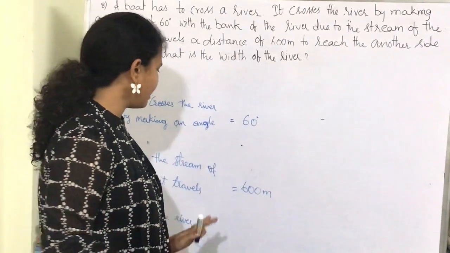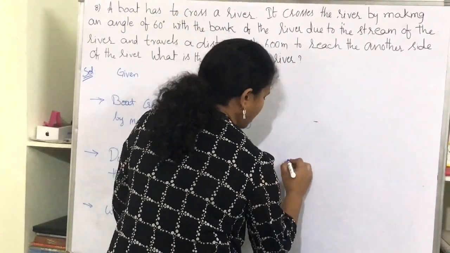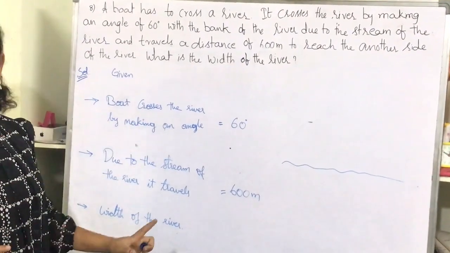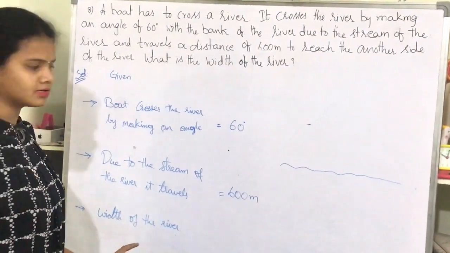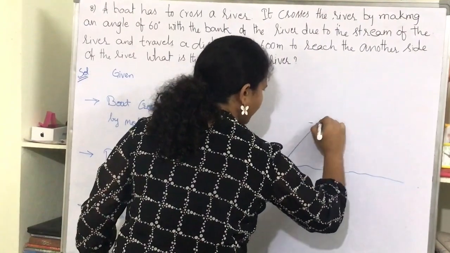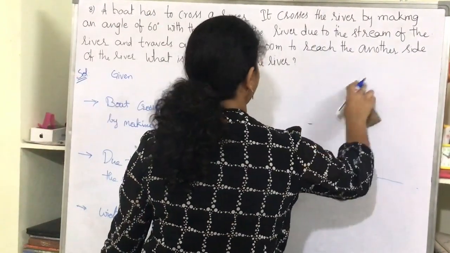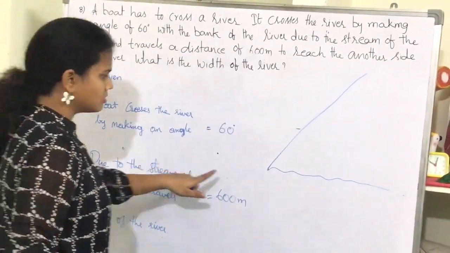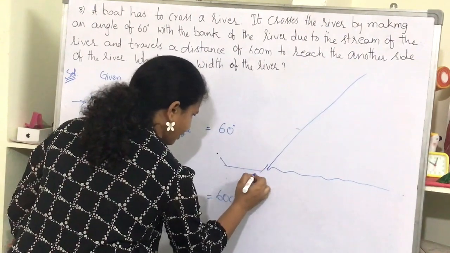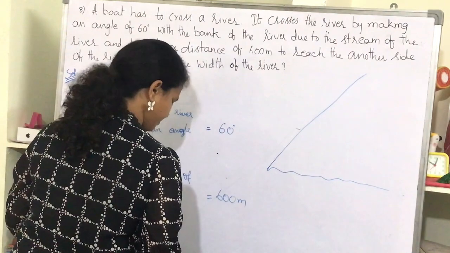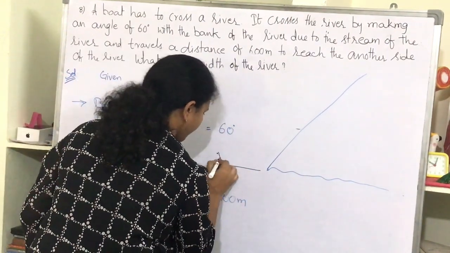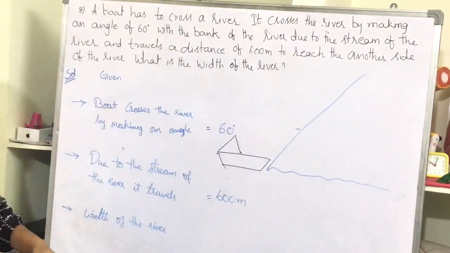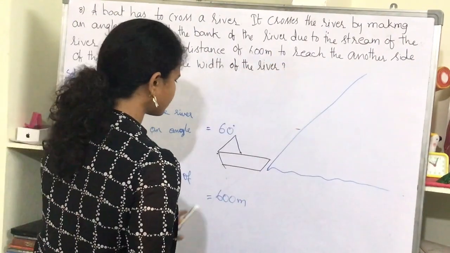So now let's make a picture by the given data. So here you have a river. Let's draw the river. First, a boat crosses the river by making an angle of 60 degrees with the bank of the river. So here you have a river, and let's imagine a boat over here. Now this boat wants to reach the bank of the river on the other side.